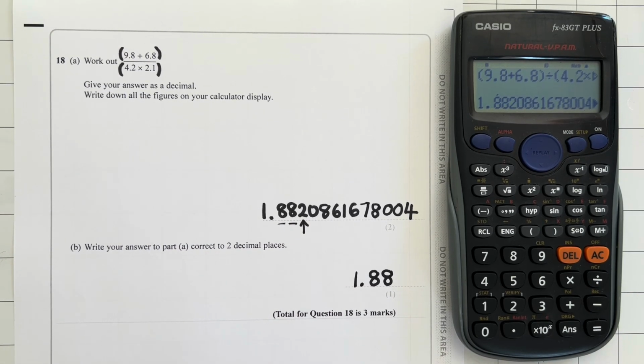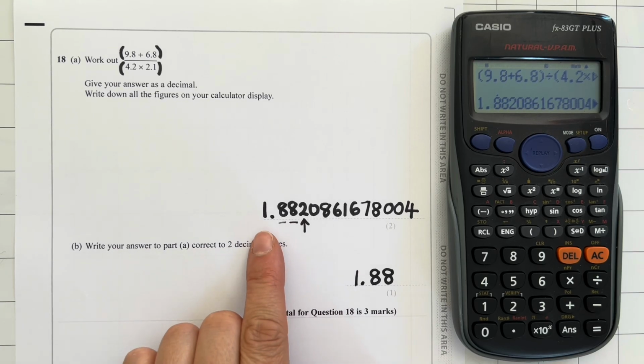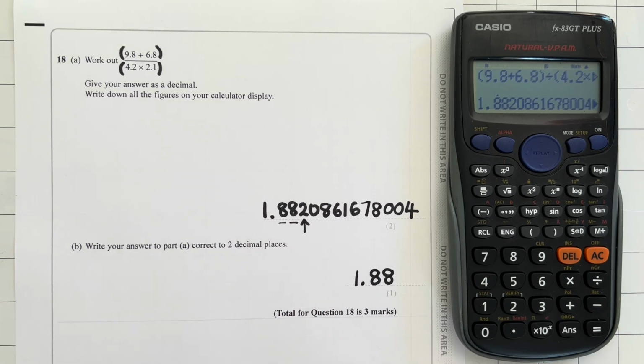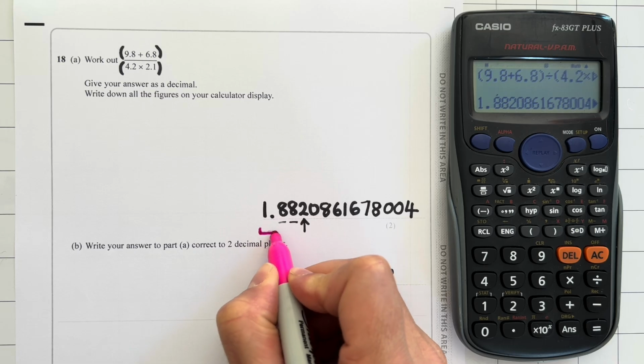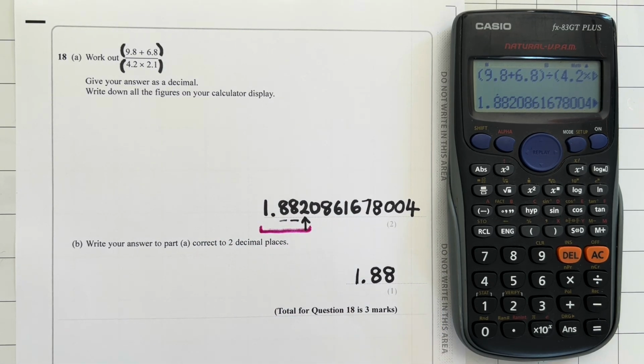This is a 3-mark question. Part A is worth 2 marks. If your answer was the same as mine, you would get 2 marks. They will allow this answer to be as short as 1.882. That will give you 2 marks.